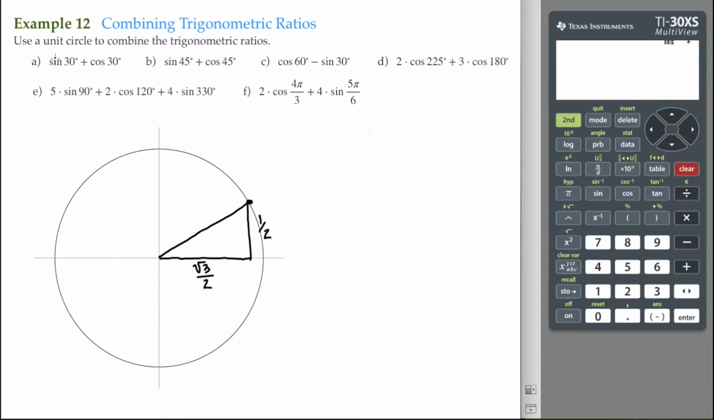The sine, recall that the sine is relative to the y-coordinate. That's our vertical length here. So the sine of 30 degrees is 1/2. And of course the cosine, that's relative to our horizontal axis. So that's going to be this length here, our x-coordinate. So that's the square root of 3 over 2.